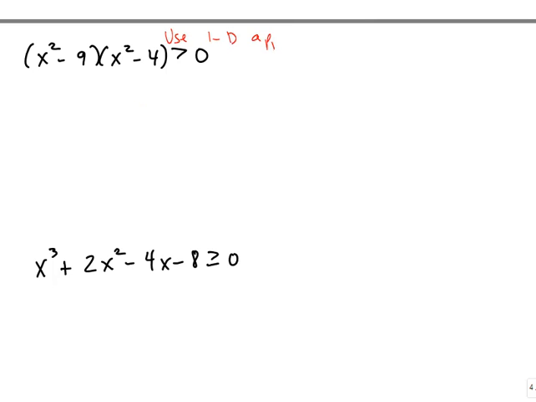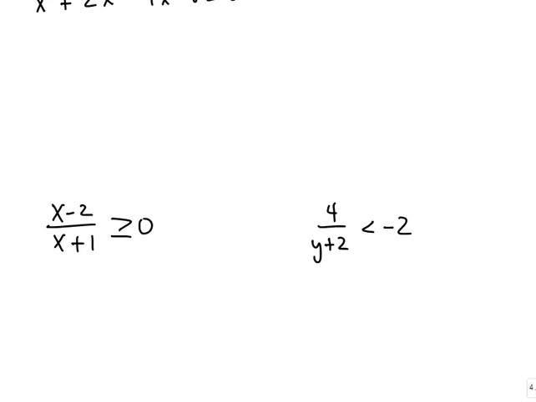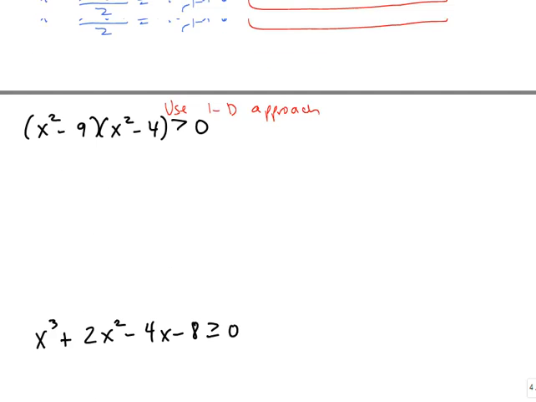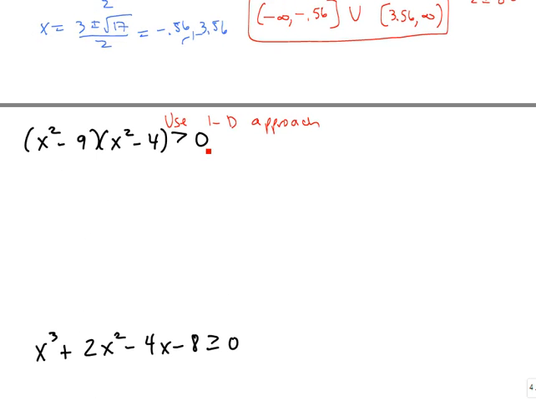Okay? The other examples down at the bottom are rational functions. We've got these fractions, and again, those would be hard to graph. We're probably not that familiar with how to graph x minus 2 over x plus 1. So again, that's why a one-dimensional approach works best, because then you don't have to worry about what a two-dimensional graph should look like.